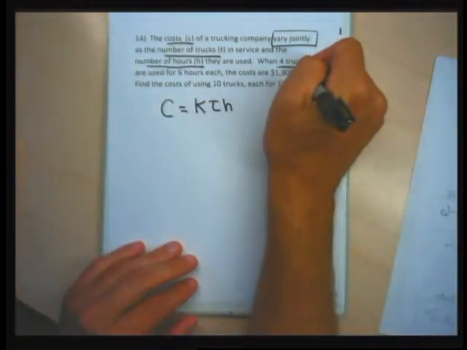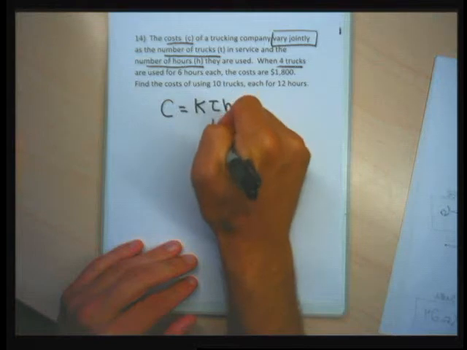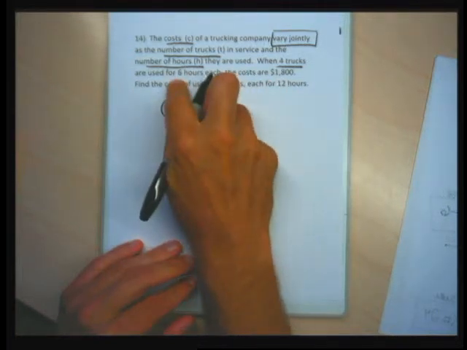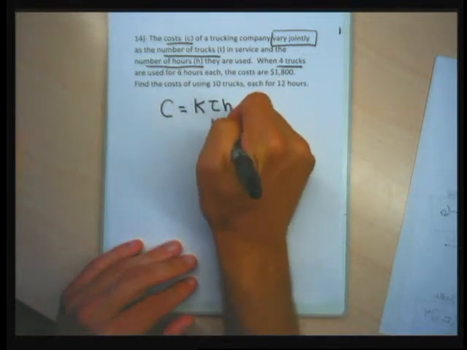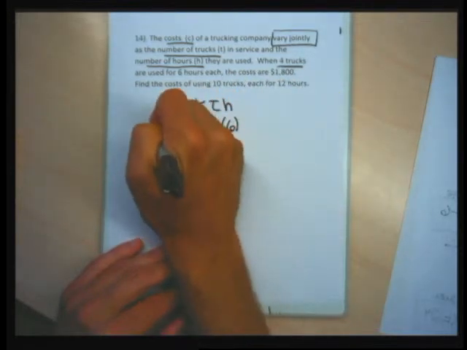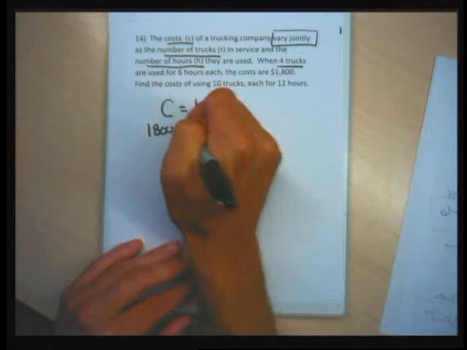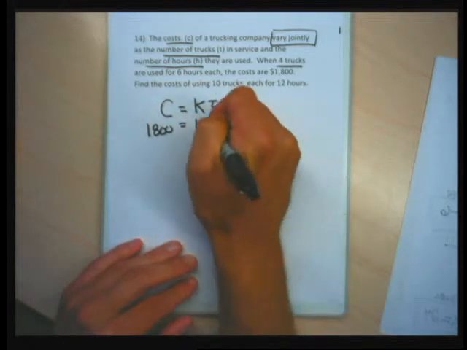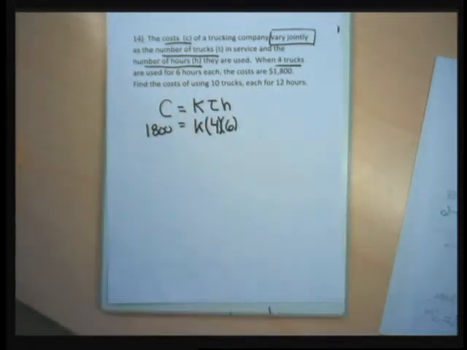In the second sentence, I have 4 trucks, so I'm going to plug in 4 for T. I have 6 hours each, so I'm going to plug a 6 in for the H. The costs are $1,800. I'm going to plug in $1,800 for C. I'm going to leave the k alone. So I have 1,800 equals k times 4 times 6.